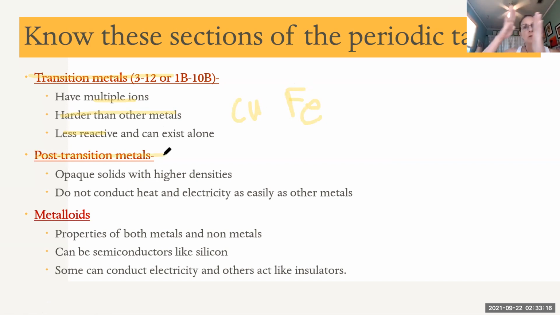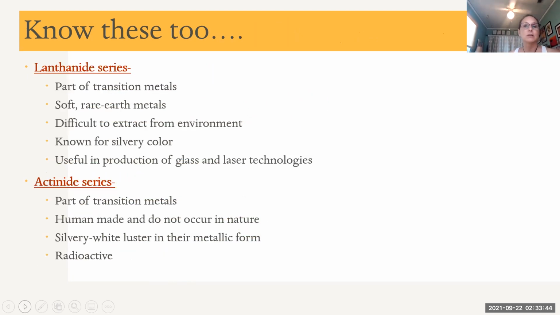Post-transition metals are those in group 14 on, and it's kind of below the metalloids. They are opaque solids with higher densities, and they don't conduct heat and electricity as easily as other metals. Then you have your metalloids, which is that funky little green section, and they have properties of both metals and nonmetals. They're things like semiconductors, like silicon. Some can conduct electricity and some don't. So they have characteristics of both metals and nonmetals.